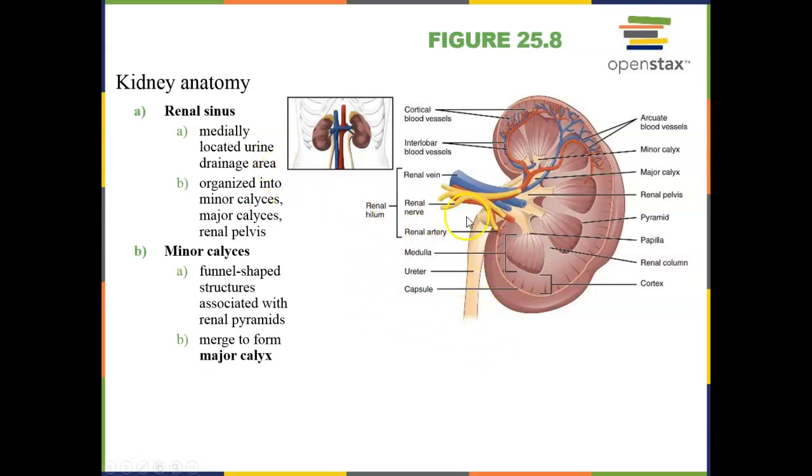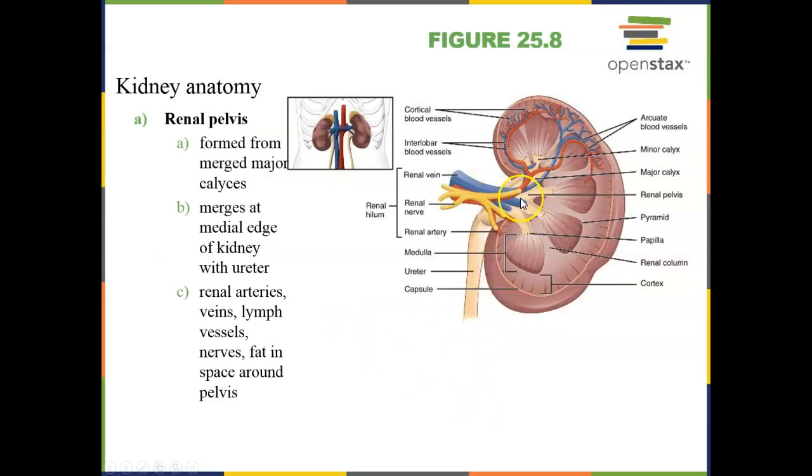So the renal sinus then is located within the medulla region, and it is organized into 2 different types of calyces, a minor calyx, which are smaller, and there are multiple minor calyxes that drain into the major calyx. The major calyx then can take all the fluid from multiple minor calyces and drain into the renal pelvis. So the renal pelvis is then formed from the merging of all the major calyces, and this renal pelvis then drains into the ureter.